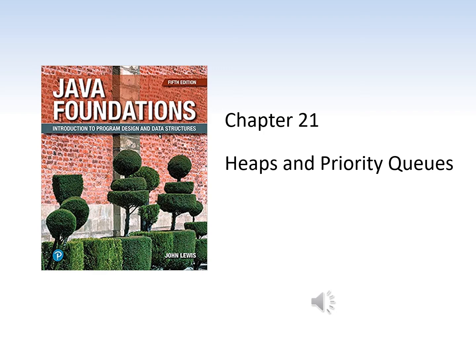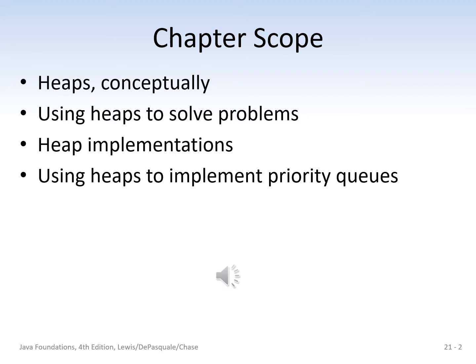So the topic at hand now is heaps and priority queues. Let's get started. This content is from chapter 21 and obviously we're going to have examples and everything else, but let's get started now. We're going to discuss heaps from a conceptual framework standpoint. We'll explore how heaps are used to solve problems, how heaps are implemented, and then using heaps to implement priority queues, which are a specialized type of heap.